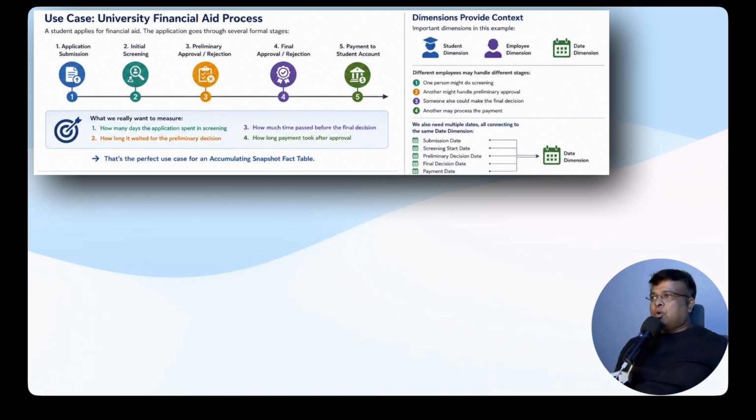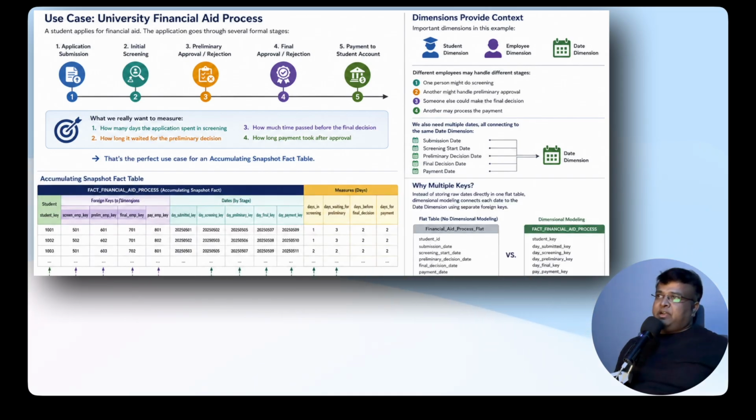And because all of those are dates, they all need to connect back to the same date dimension table. That means instead of having just one date key, we now have several date keys. For example, day submitted key, day screening key, day final decision key, or the day payment key. All of these point back to the same date dimension.